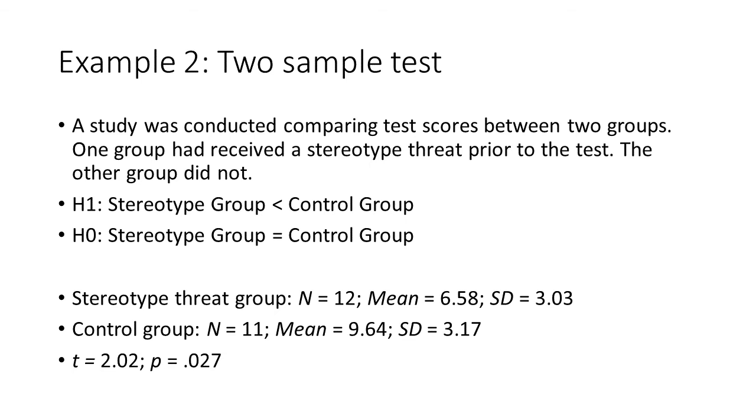So we can see the N of each group. The stereotype threat group had 12 participants, the control group had 11. We can see their mean scores on that test, and we can see the standard deviation. With typical reporting practices in journals, you're also going to give a t-value and a p-value. Fortunately, now they also give you an effect size. That's been one of the really good things that's come out of this replication crisis, is that more and more journals are requiring effect size estimates as part of their reporting practices.